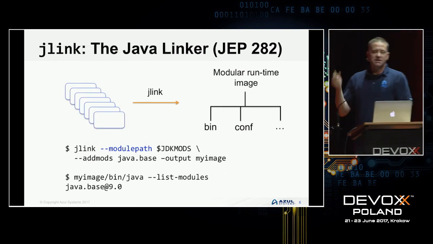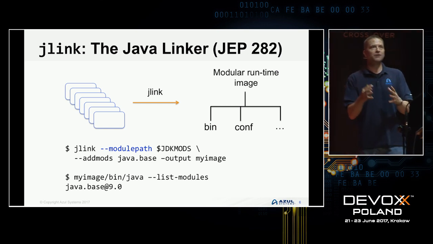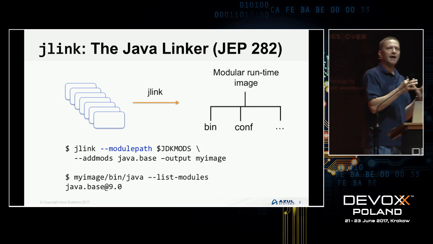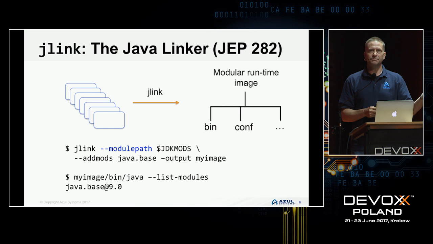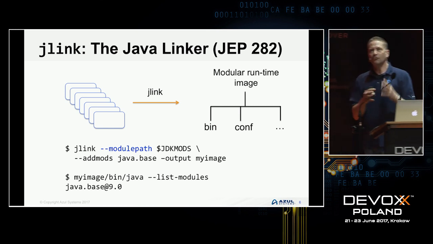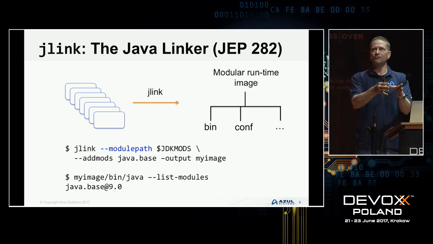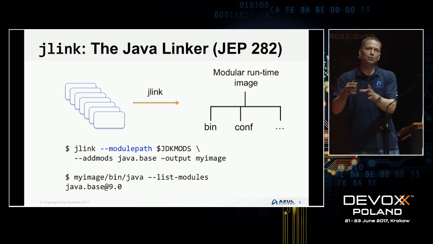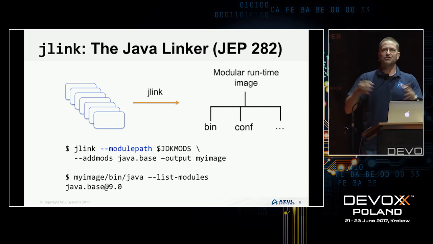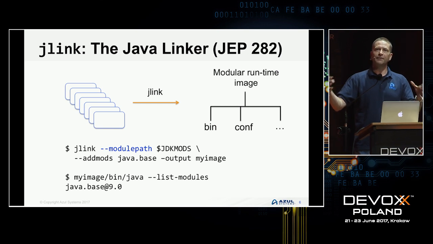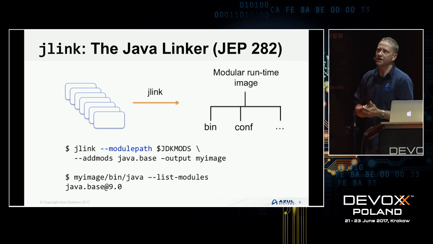Related to modularity is jlink. And jlink is designed so that you can create a runtime specific to your application. What I mean by that is that you can take your application as a set of modules and generate a runtime directory image which contains the Java VM and the modules that are required only by your application. That way you don't have to ship all of the modules that are available in the JDK. You can trim it down and reduce the size of your JRE.